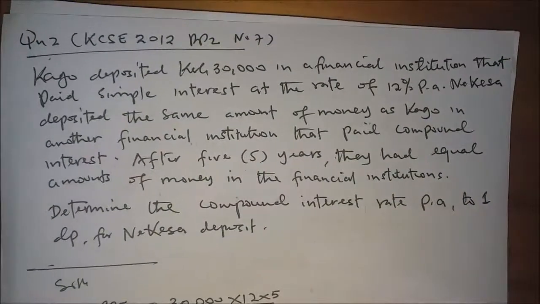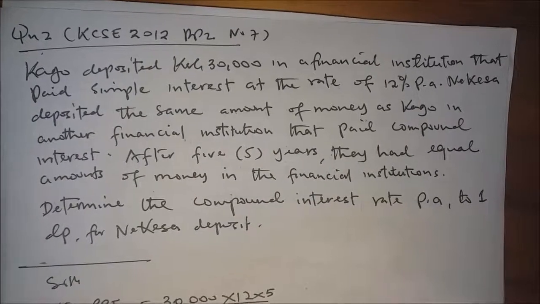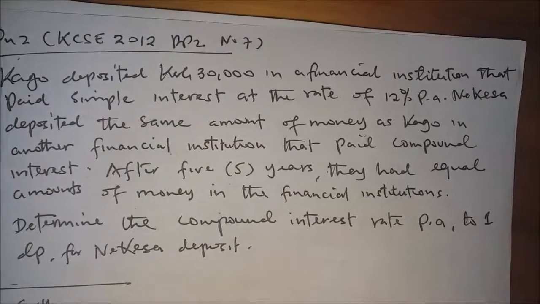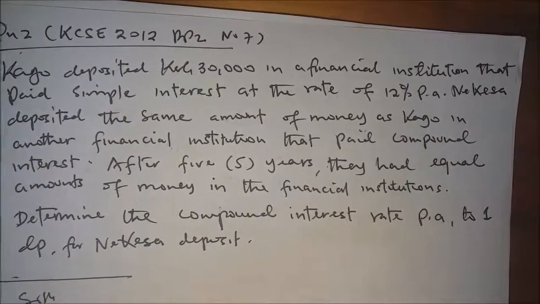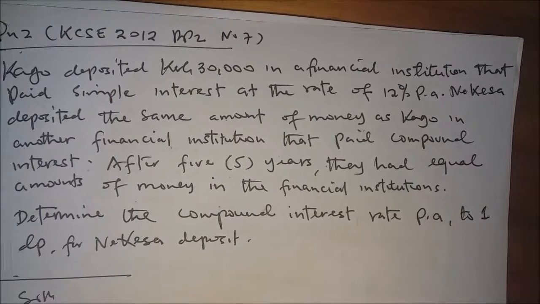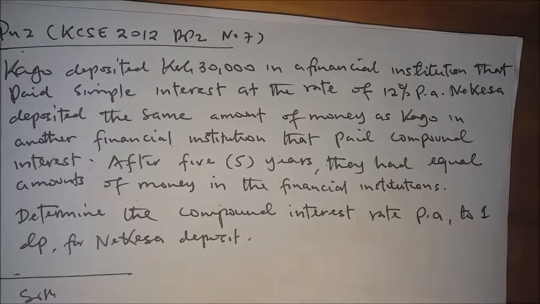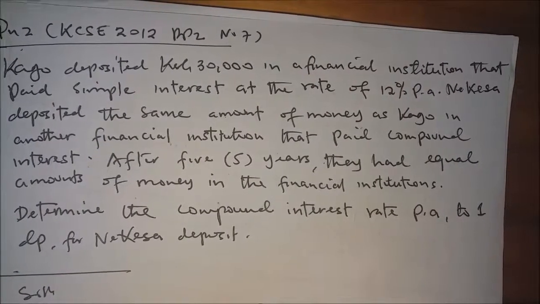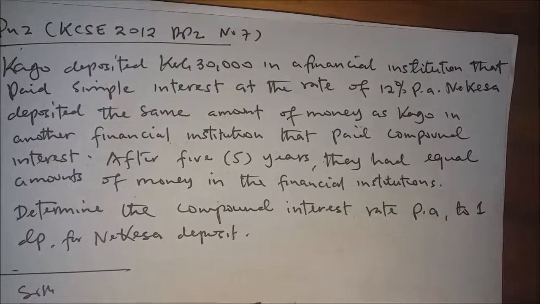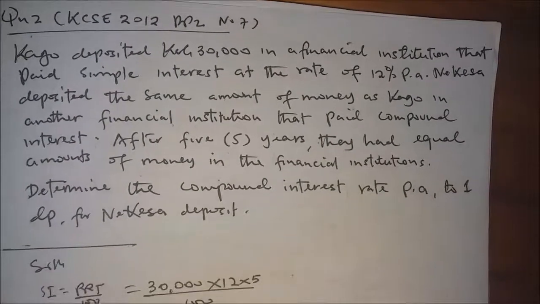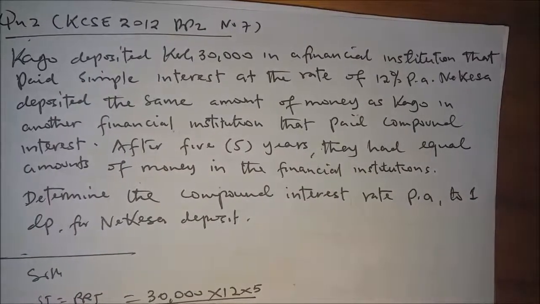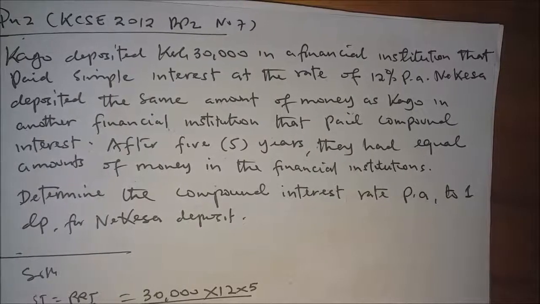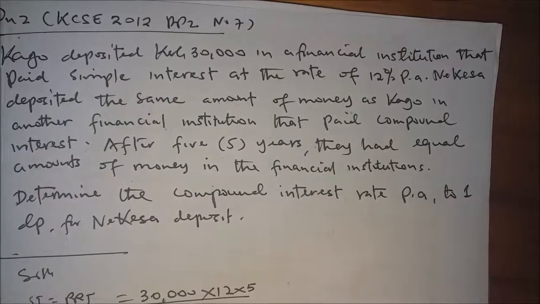Lastly, we have another question extracted from KCSE 2012, paper 2, number 7. Cargo deposited shillings 30,000 in a financial institution that paid simple interest at the rate of 12% per annum. Nekesa deposited the same amount of money as Cargo in another financial institution that paid compound interest. After 5 years, they had equal amounts of money in the financial institution. Determine the compound interest rate per annum to 1 decimal place for Nekesa's deposits.